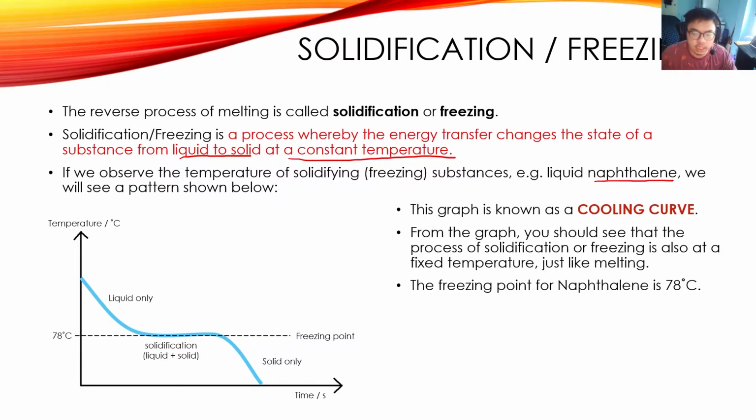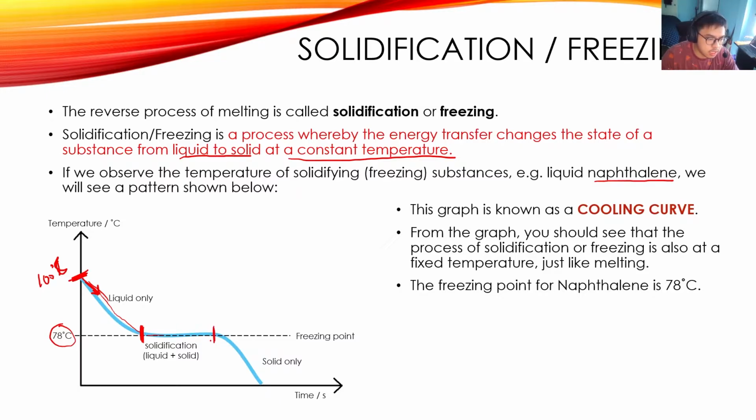Let me explain what is going on in this graph. At first, the substance, in this case naphthalene, starts at a certain temperature. Let's give this a temperature of 100 degrees Celsius. In the beginning, the naphthalene is liquid, and then we cool it down. When we cool it down, the temperature drops, but it's still a liquid. Once the naphthalene has reached 78 degrees Celsius, we are still cooling it down. It's still losing heat energy, but the temperature remains constant.